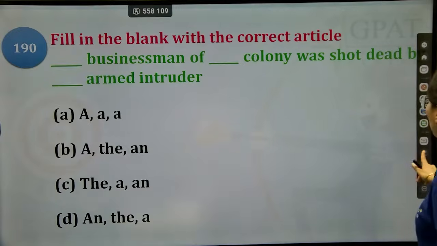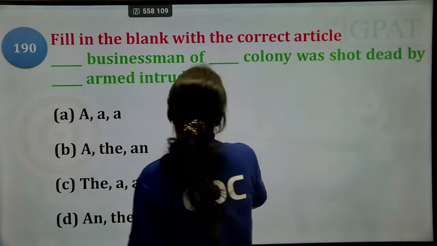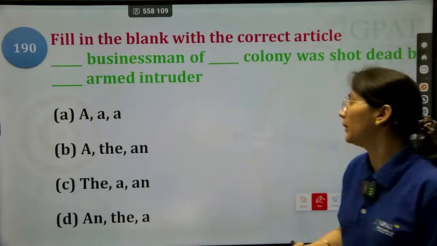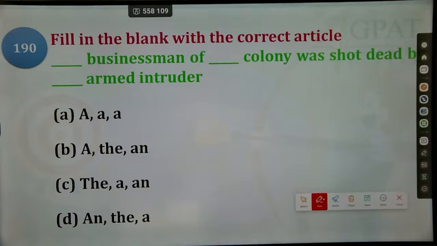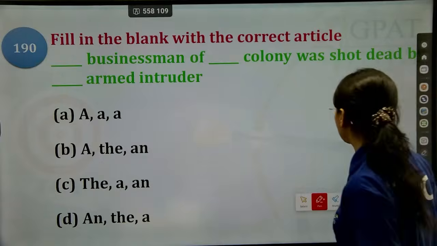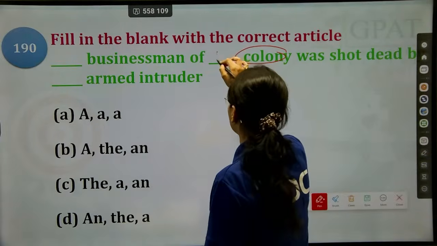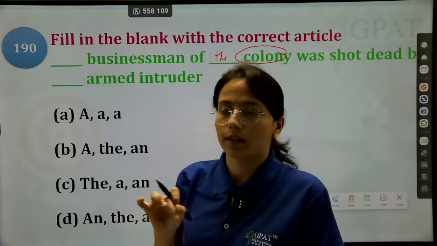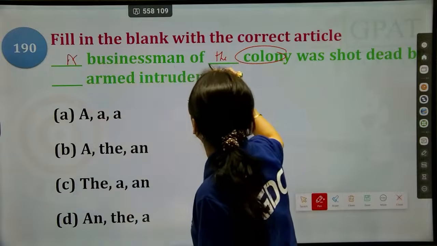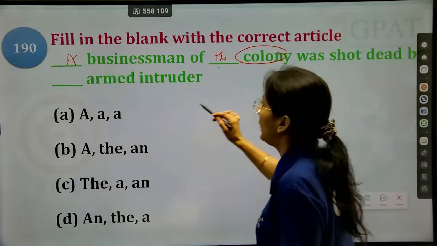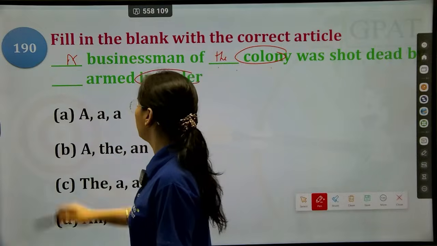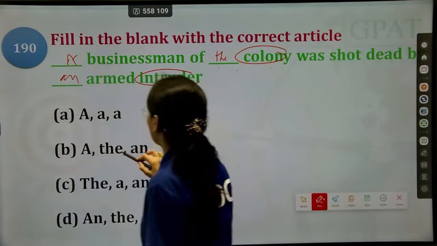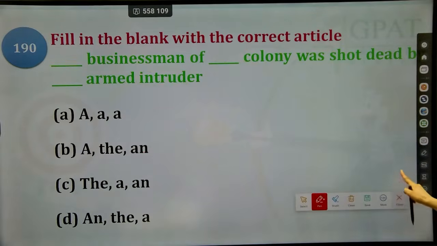Next, fill in the blanks. Businessman of dash colony was shot dead by armed intruder. Like a businessman, so the correct is a businessman. They are talking about a particular colony. So when we use particular words, we can use the article. So a businessman of the colony was shot by an armed intruder. So option number B is correct.